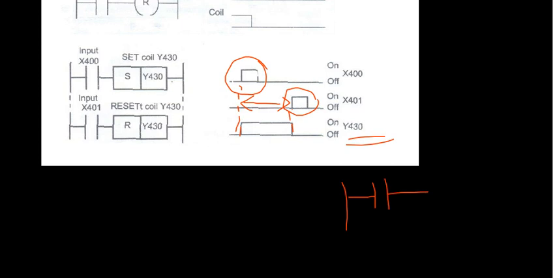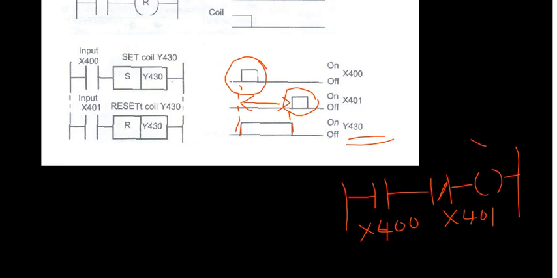The normally closed switch, something like this. So this is my X400 and this is my X401. So this is, say, Y430. Does it not resemble the same operation here? The moment you turn on X400, your output will be on. The moment you turn on X401, your output will be off. So that means the turning on of these two switches will decide for how long your output will be on.